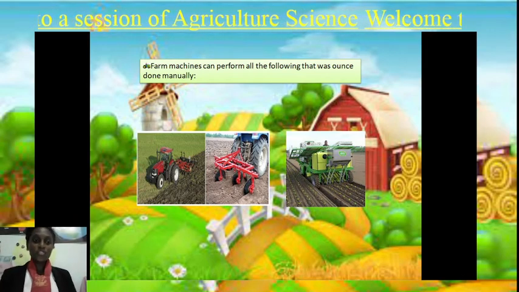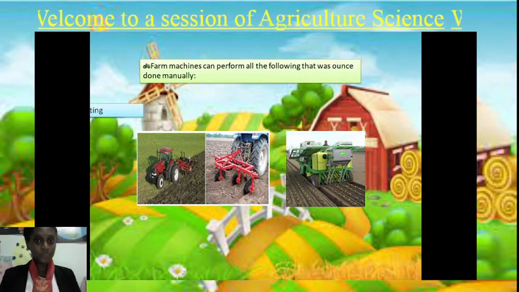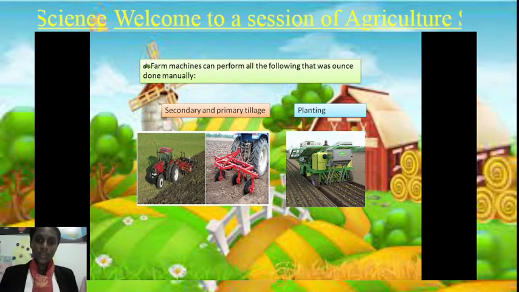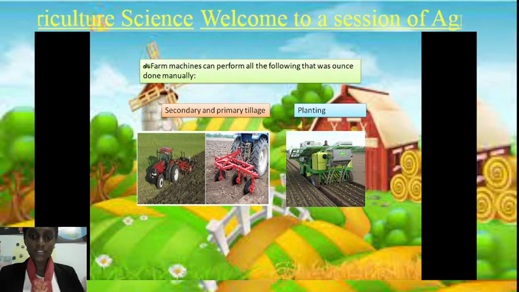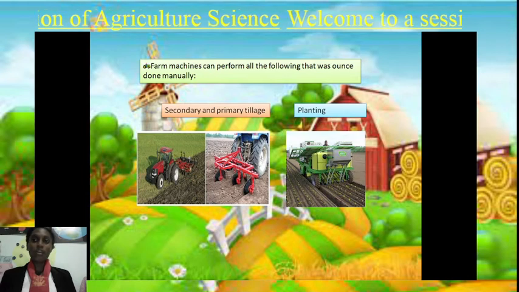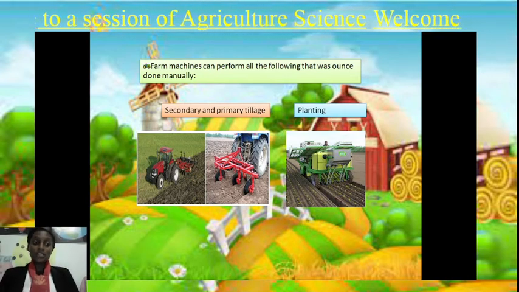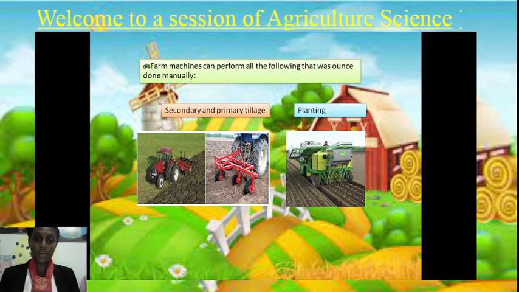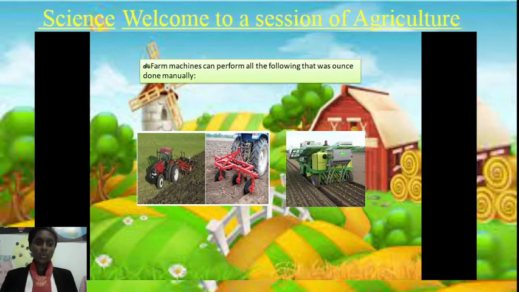Now, farm machinery can do both primary and secondary tillage. Farm machinery can also plant your crops. So in that way, instead of you having to hire 10,000 workers to plant 5 million Edo plants or 5 million sucker trees, the machine does it all in just a short time period. Okay?